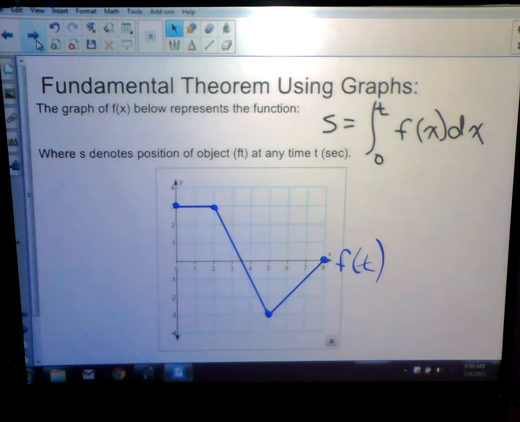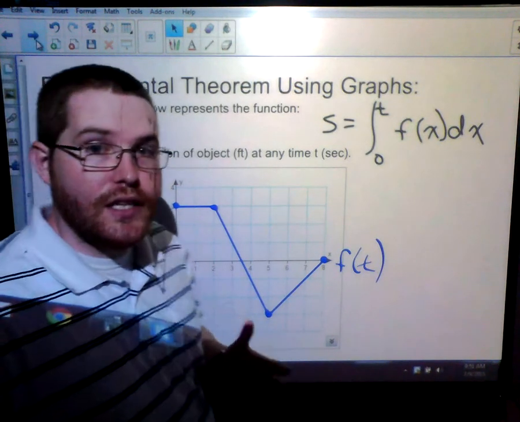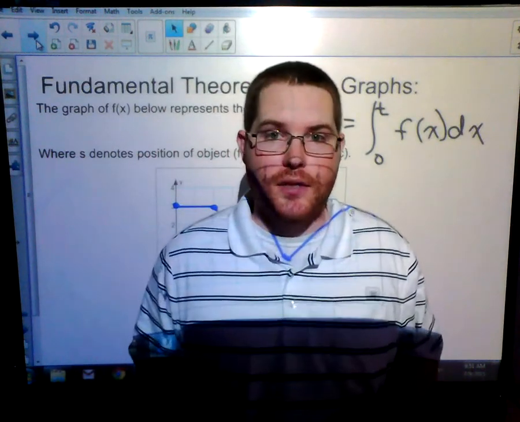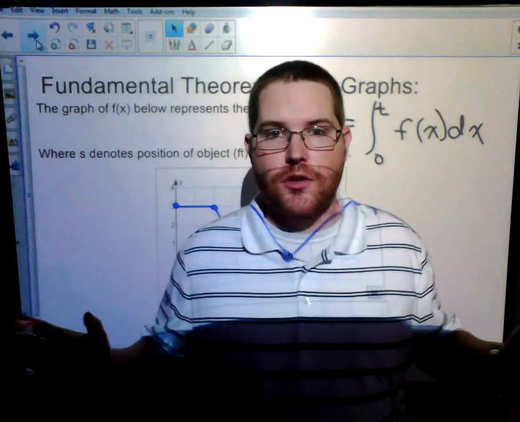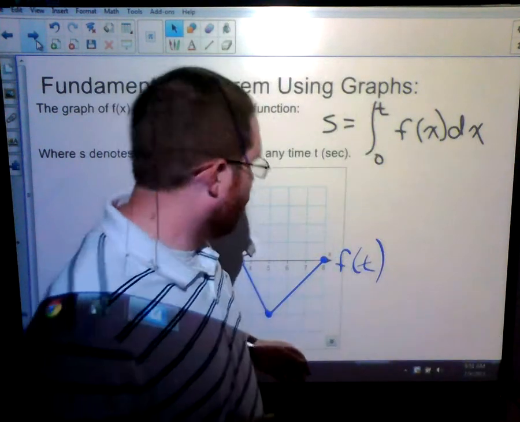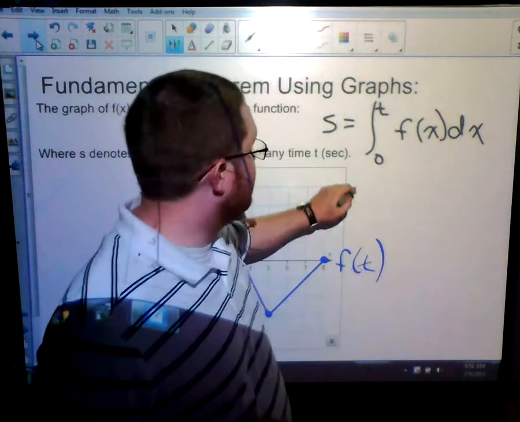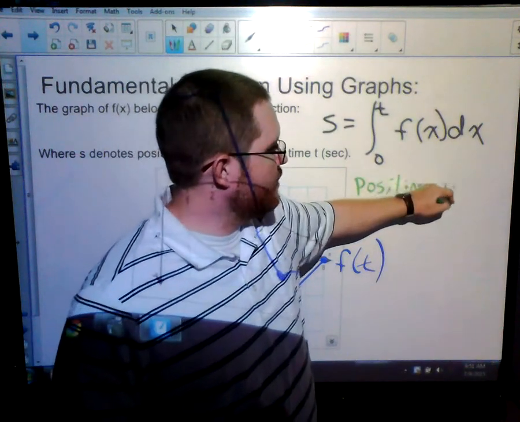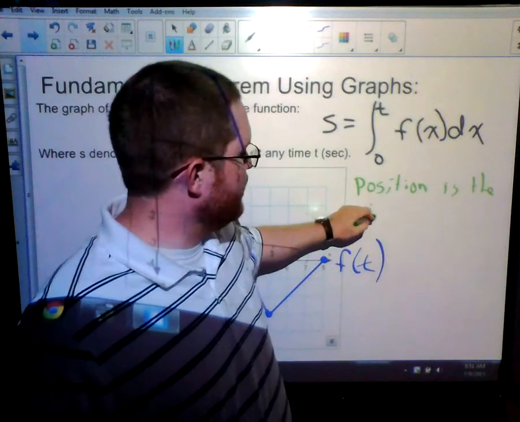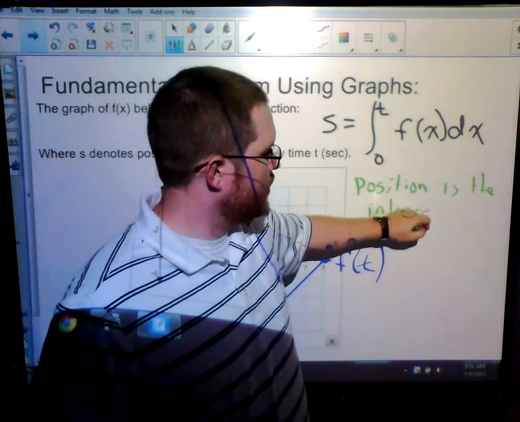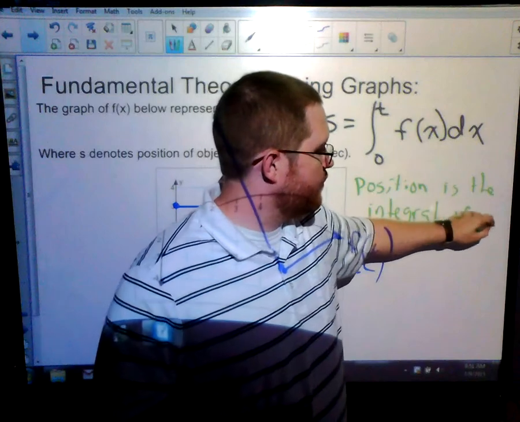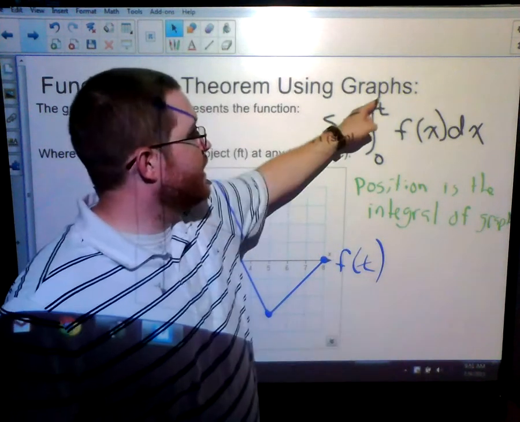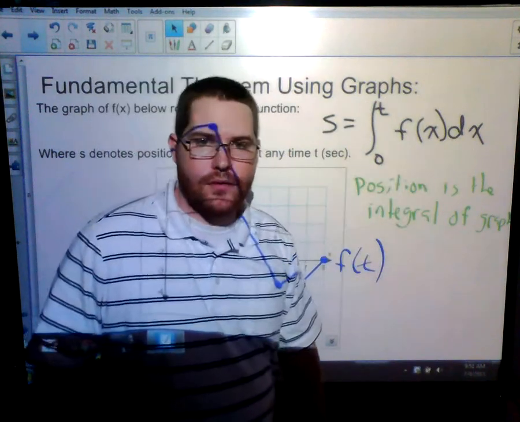This is a really tricky problem, and you really need to pay attention to what's happening at the beginning. Because if you don't understand the first concept, the next 10 problems that we do with this graph will not make any sense. What I'm saying here is that position is the integral of the graph.